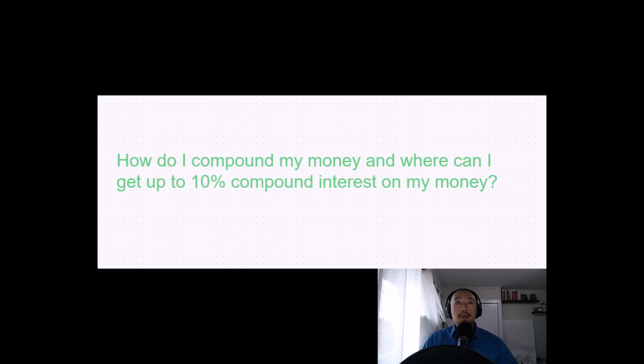How do I compound my money, and where can I get up to 10% compound interest on my money? The final questions we want to discuss are how do we compound our money, and where can I get up to 10% compound interest on my money? First, for you to have your money compounding, one must put their money in an account that will actually earn a compounding interest instead of an account earning a simple interest.